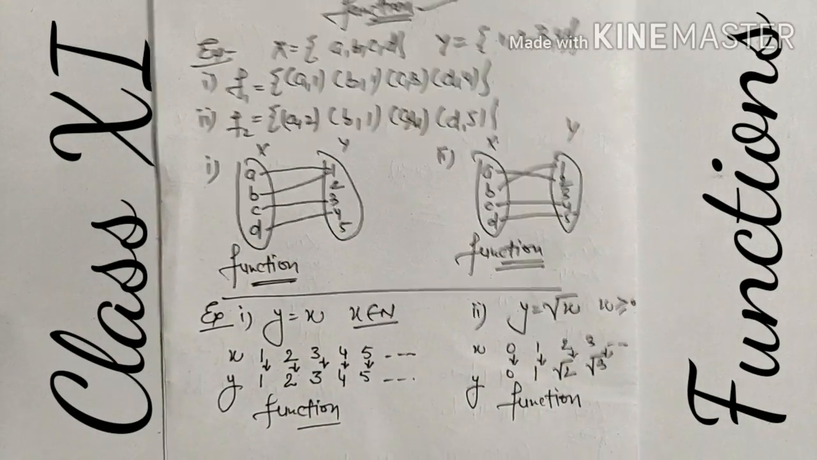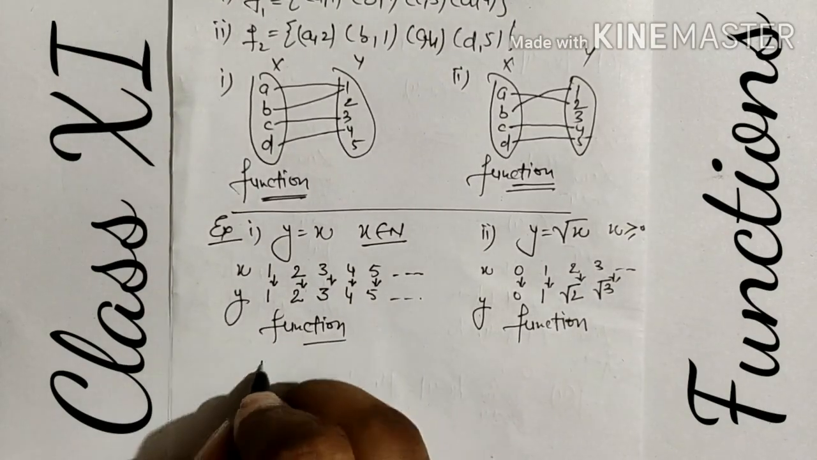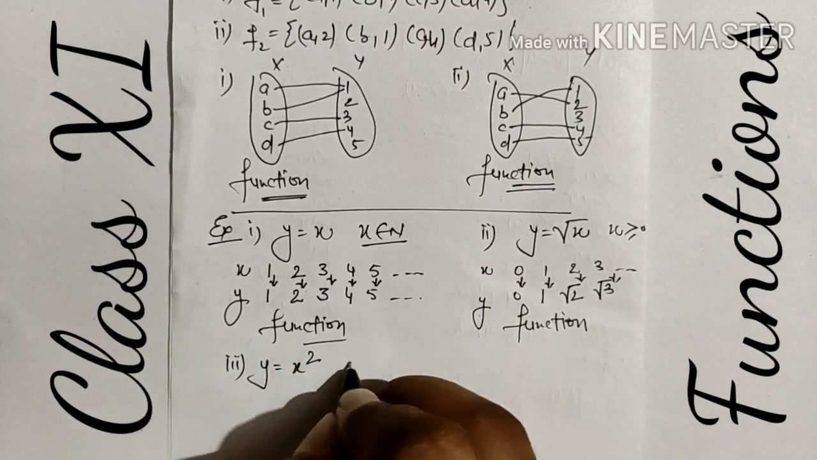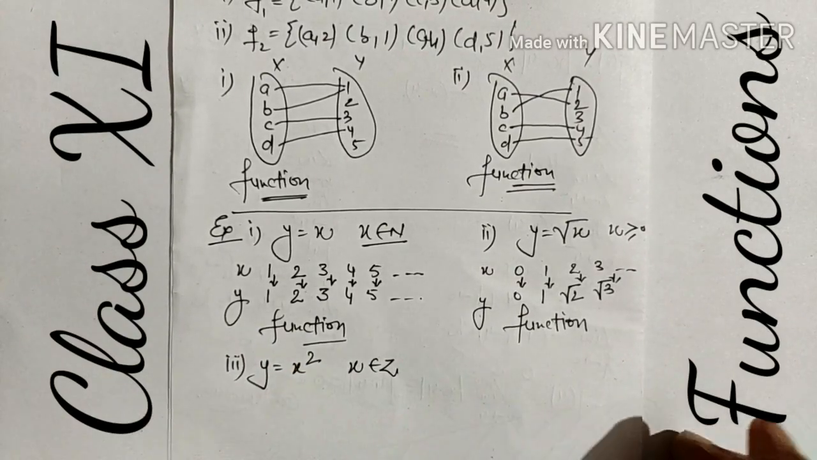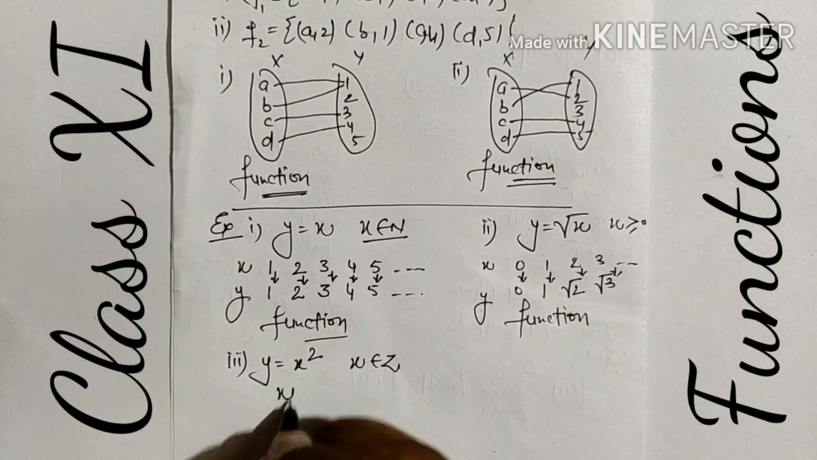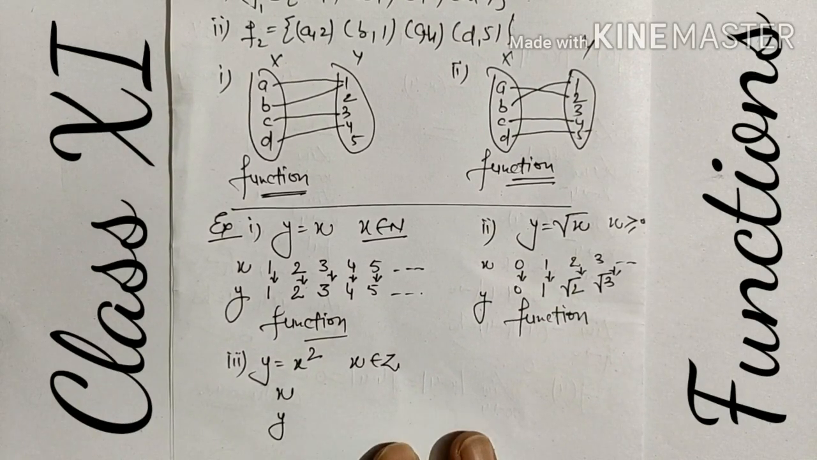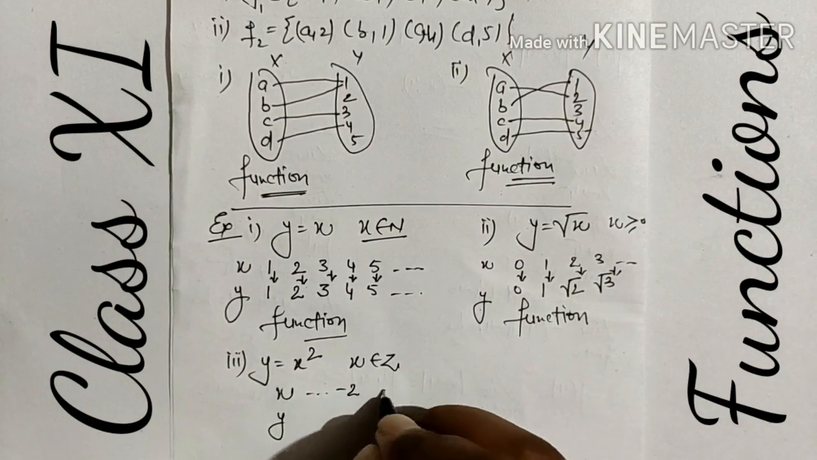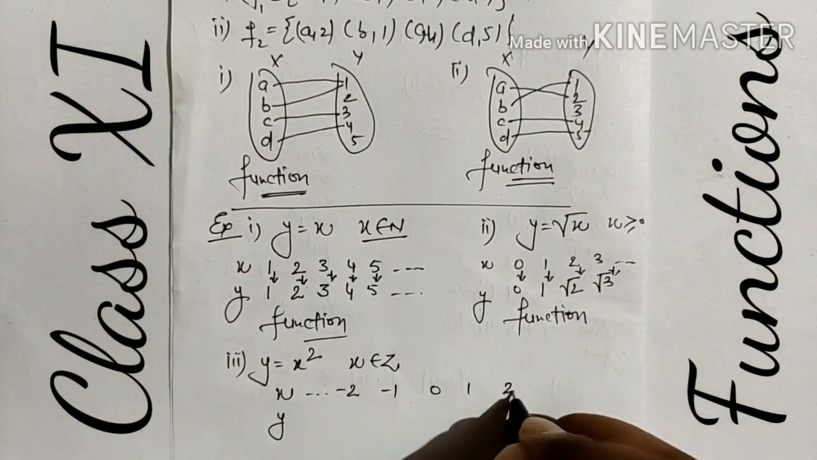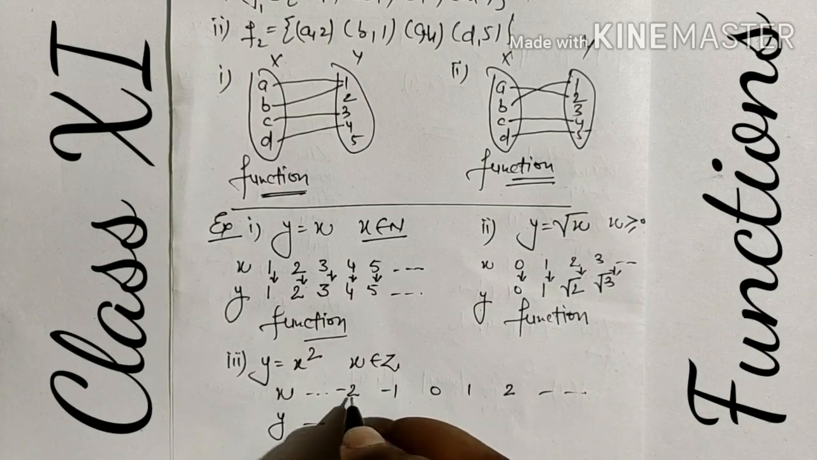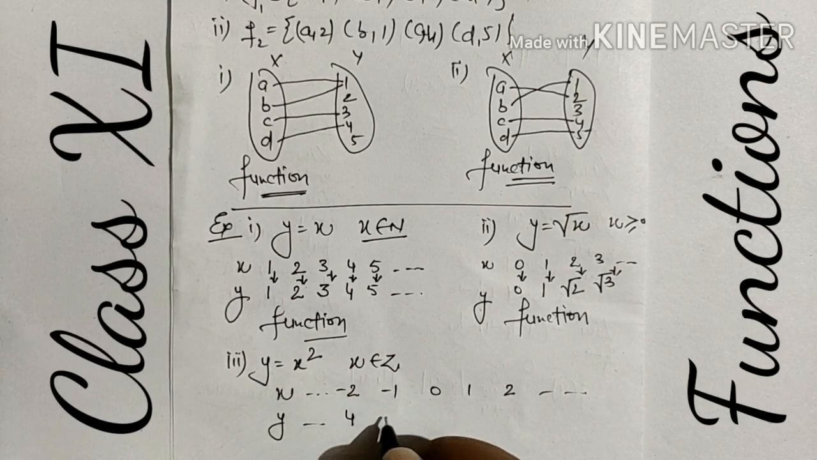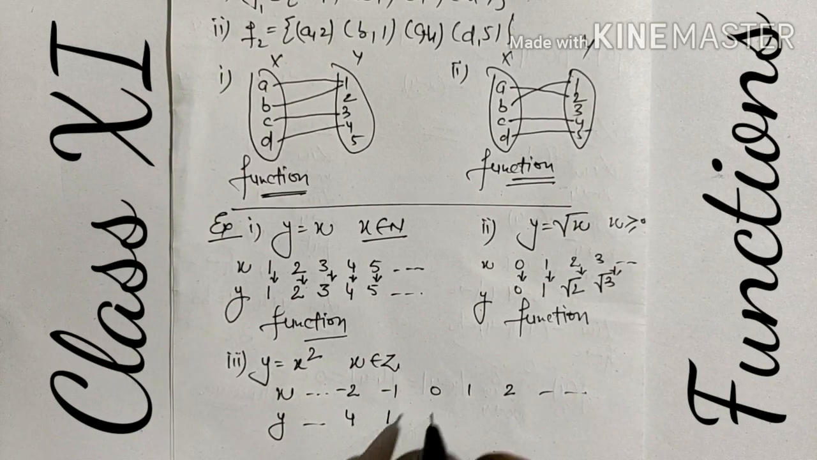If we see another one, Y is given by square of X, where X belongs to Z, meaning integers. Integers means positive as well as negative values. We are taking 2, 3 positive and 2, 3 negative values, and we are discussing all of them. If we replace X by minus 2, the answer comes out 4. If we replace X by minus 1, it becomes plus 1. If we put X equal to 0, the answer becomes 0.